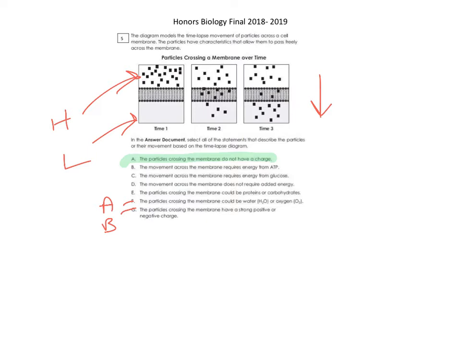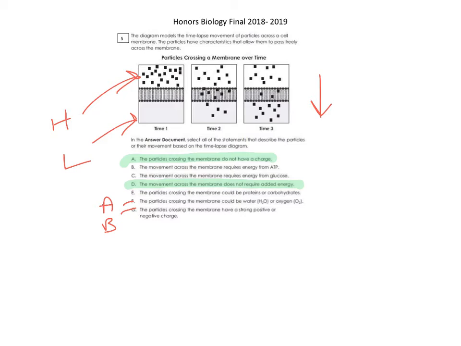All right, so C, the movement across the membrane requires energy from glucose. Well, again, same answer, so that's not an option. The movement across the membrane does not require added energy. Well, that one's right. Remembering that this is what the state of Ohio requires you to know. All right, and you should know this. We've talked about this forever.